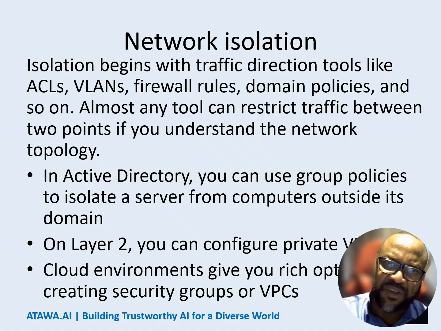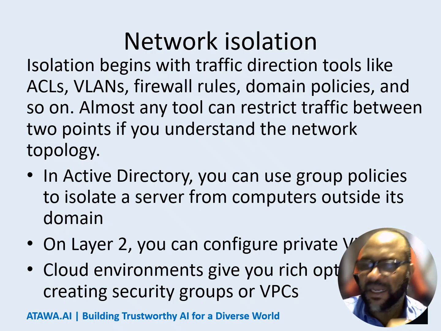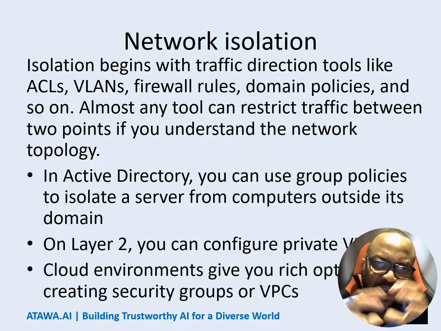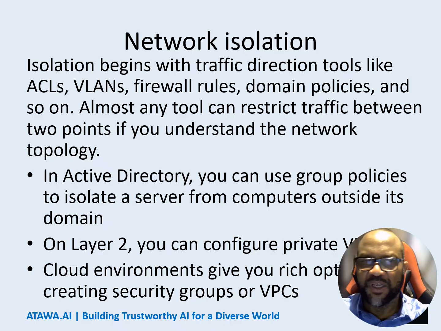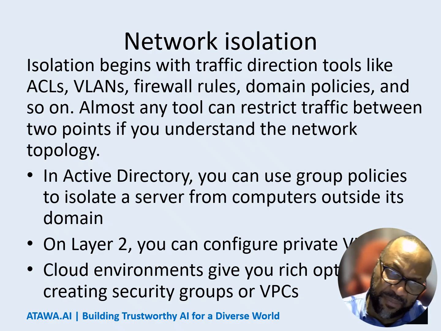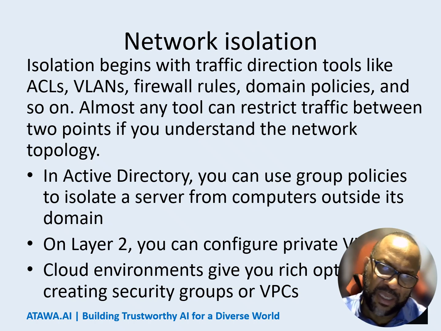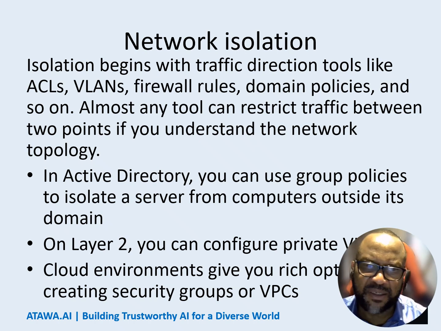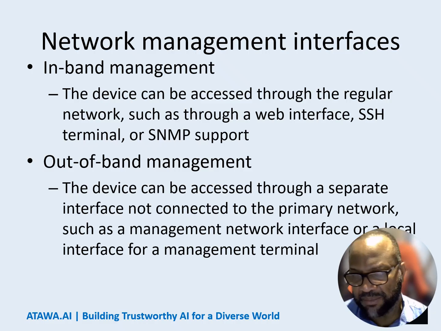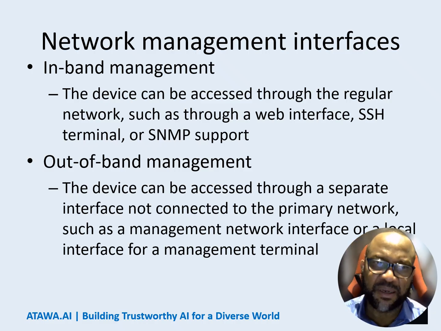isolation begins with traffic direction tools like access control lists, VLANs, the rules, right? So the whole idea is I want to find a way to restrict traffic between two points. I can do that, for example in Active Directory, using what's called group policies to isolate a server from computers outside this domain. On layer 2, I can maybe configure private VLANs. Of course, in cloud environments, you have what's called a VPC, Virtual Private Cloud. But it's just saying I need to find a way to segment my network. How do I segment it?